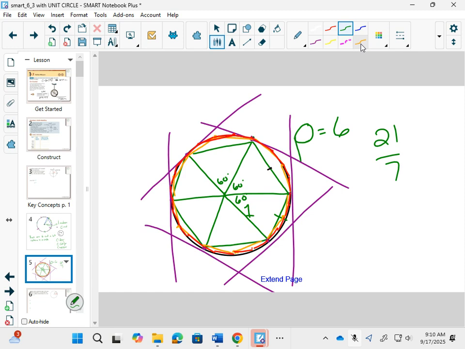22 sevenths is 3.142857 repeated. It's a little bit more, because if you've memorized pi, it's 3.14. Anyone know the next two? 1.5. Yeah. Okay. So this is a little bit too much, but it's pretty darn close.